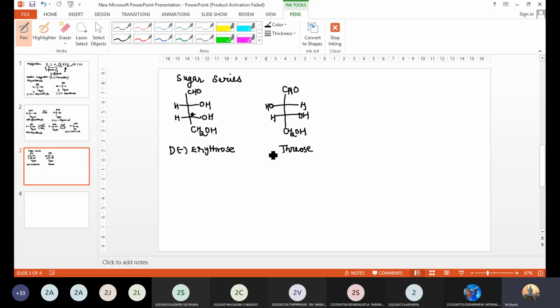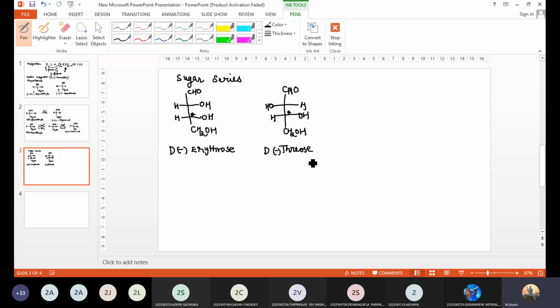Why? Here also you have two carbons. Again, you have to check with the bottommost asymmetric center. So therefore, this should be a D or L molecule? D, ma'am. This is also D.